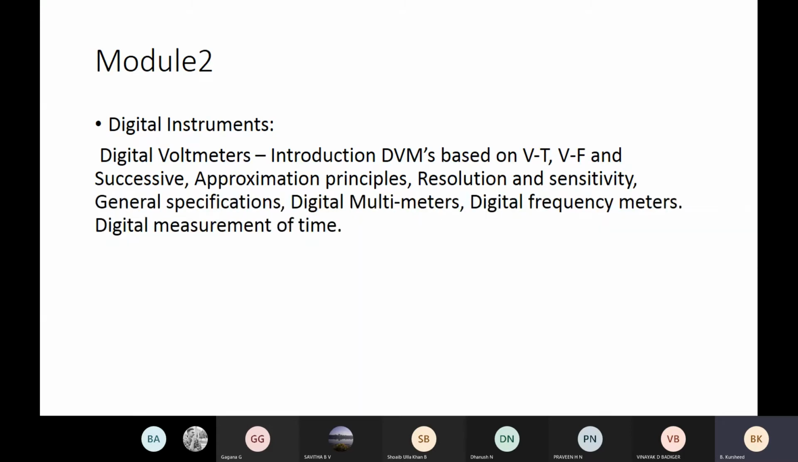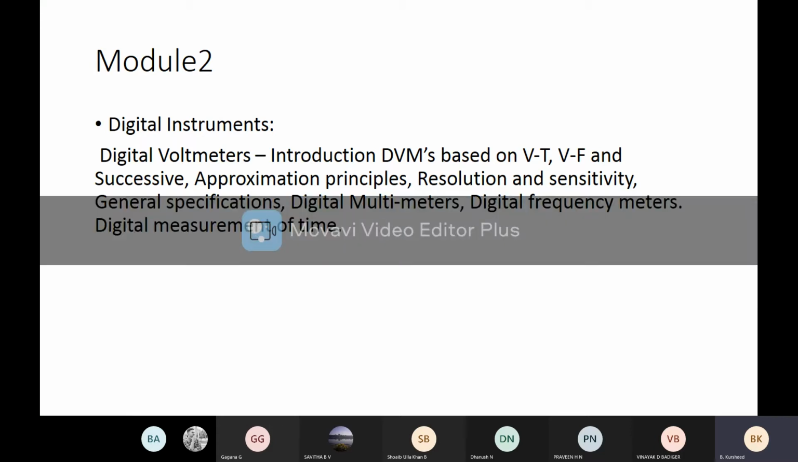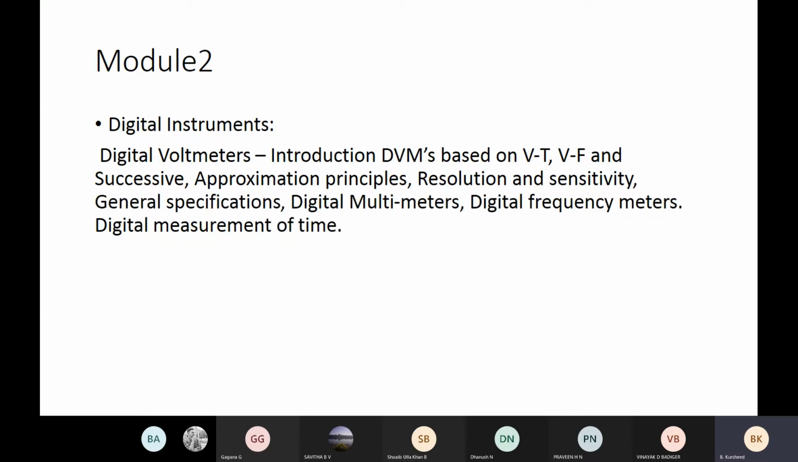And whenever you want to purchase any digital voltmeter, we will be purchasing it based on the speed requirement, automatic operation, as well as automation or probability of accuracy. And there are many features, operating and performance characteristics of the digital voltmeter which are listed below.